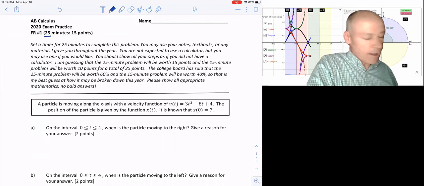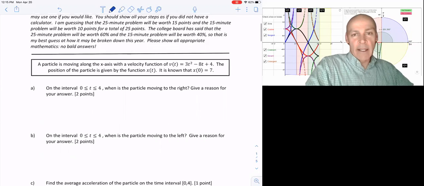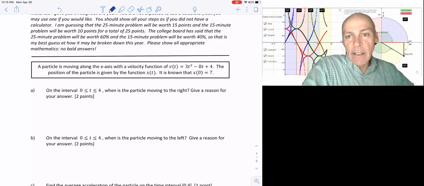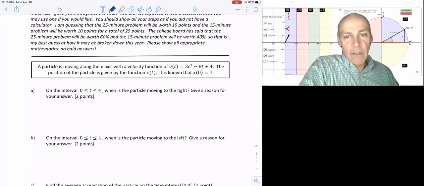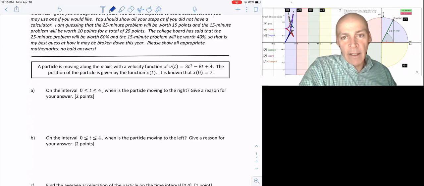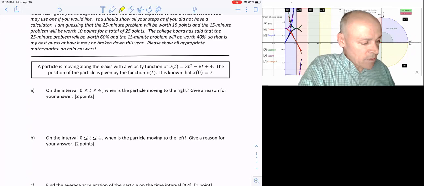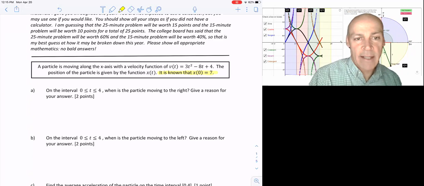It's a particle motion problem. So we've got a particle moving along the x-axis with a velocity function v(t) = 3t² - 8t + 4. The position of the particle is given by the function x(t), and then we're given an initial condition. It's known that x(0) = 7. I want to highlight that so I don't forget about it. So we know that the position of the particle at time 0 is positive 7 on the x-axis.